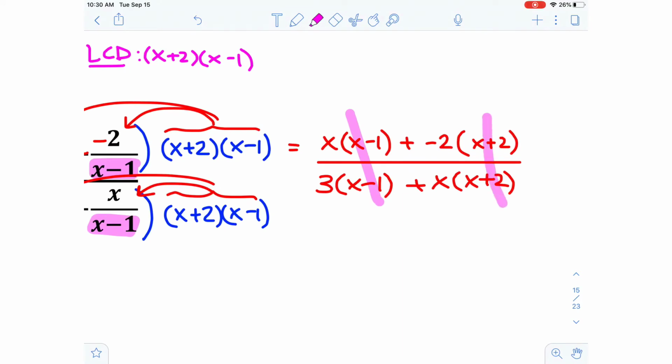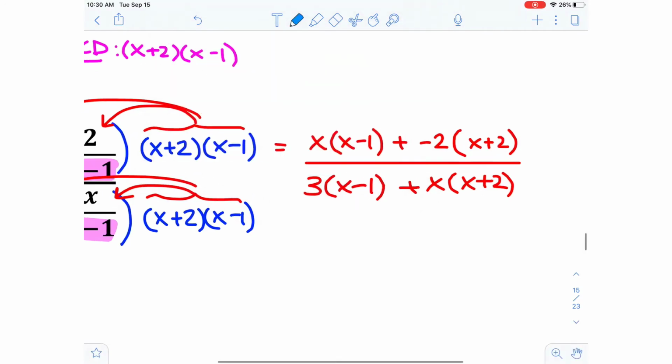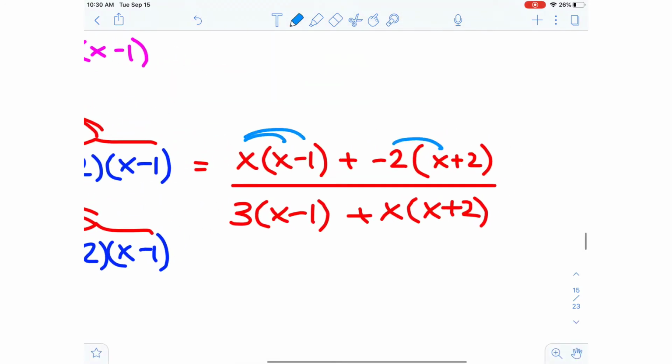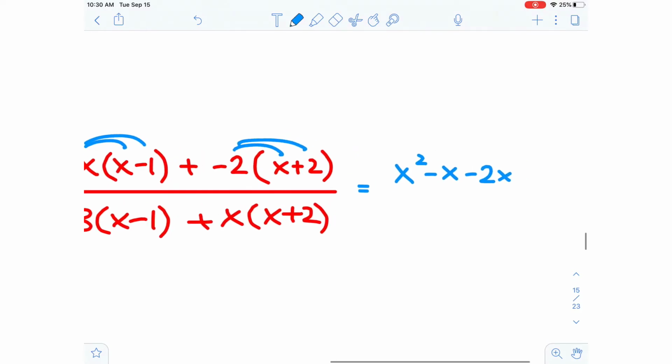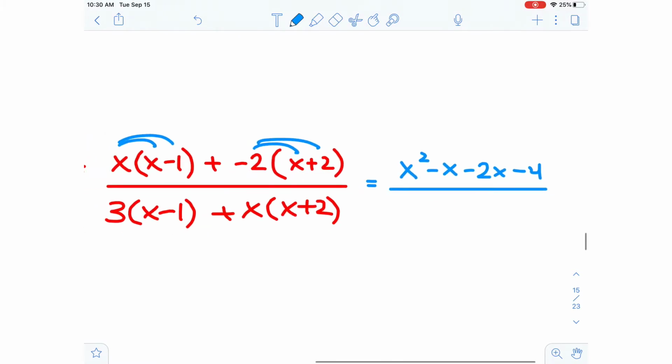Do not start canceling those. I have to simplify. I have to distribute first and combine, and then I can cancel if possible. So I'm distributing on top. I get x squared minus x minus 2x minus 4. And perfect. On the bottom, I get a 3x minus 3 and an x squared plus 2x.